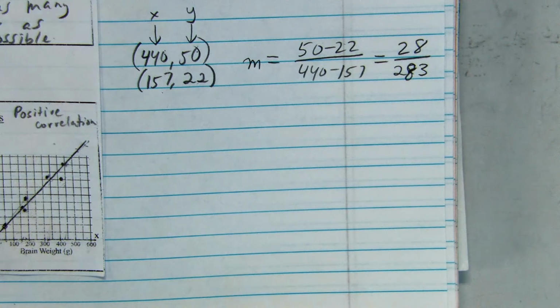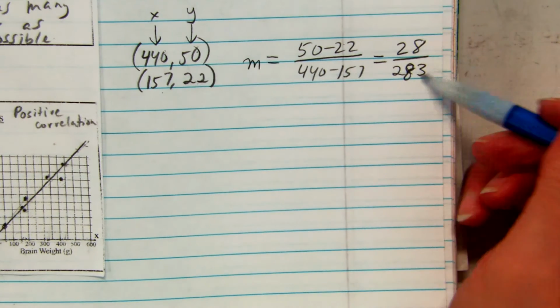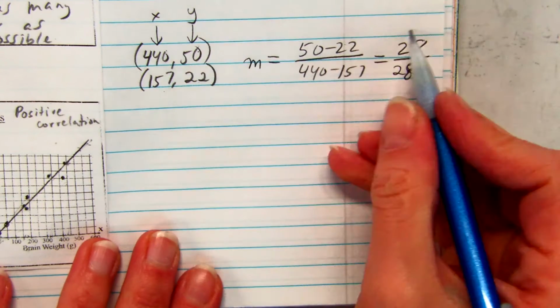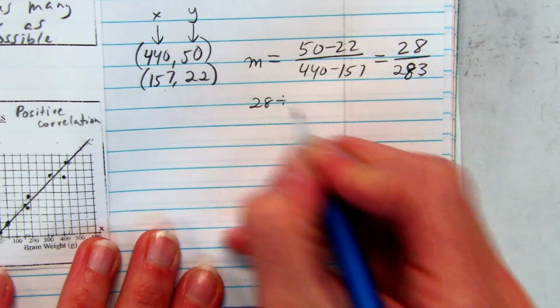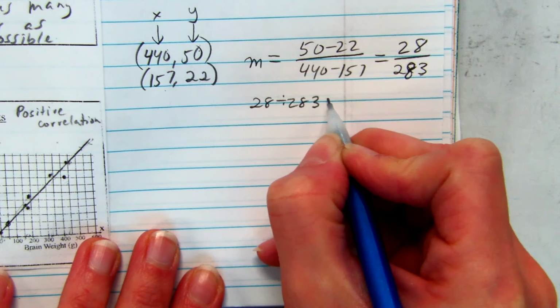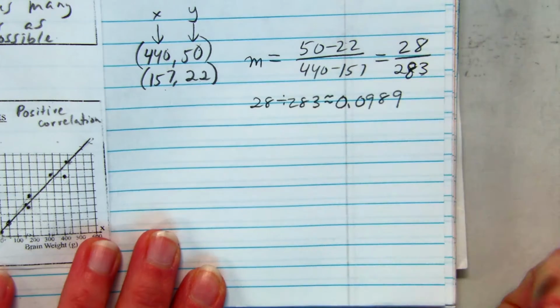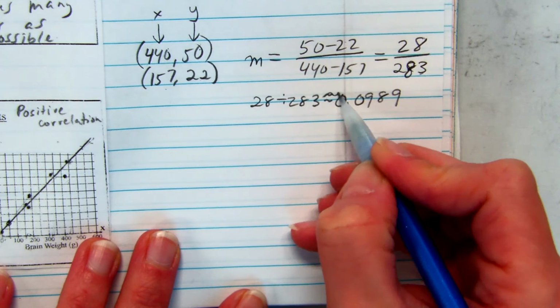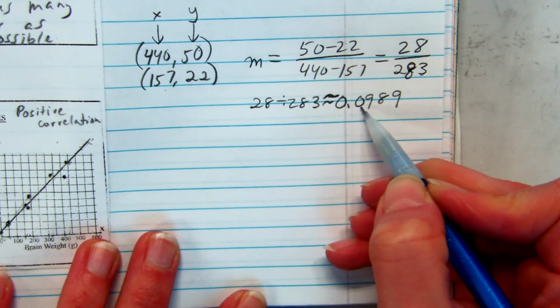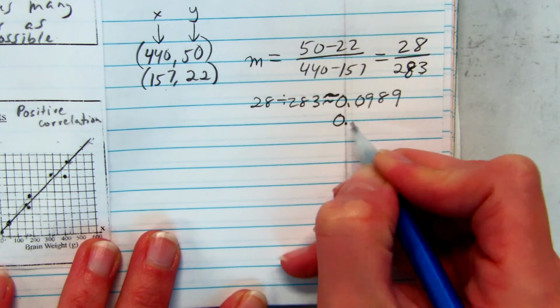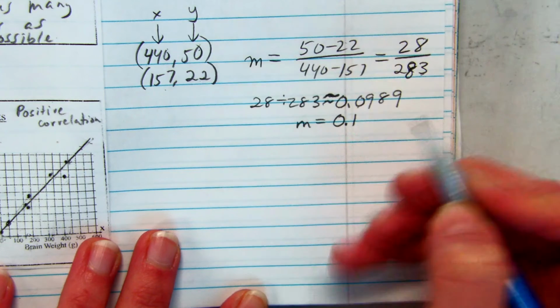In story problems, in real life problems like this, sometimes it's nice to go ahead and divide these on your calculator. 28 divided by 283, and go ahead and use a decimal. So when I put 28 divided by 283 in my calculator, I get about 0.0989. So since we know everything here is basically rounded, I'm going to round that off to the tenths. So I'm going to round that up to about 0.1 and use that as my slope. Okay?